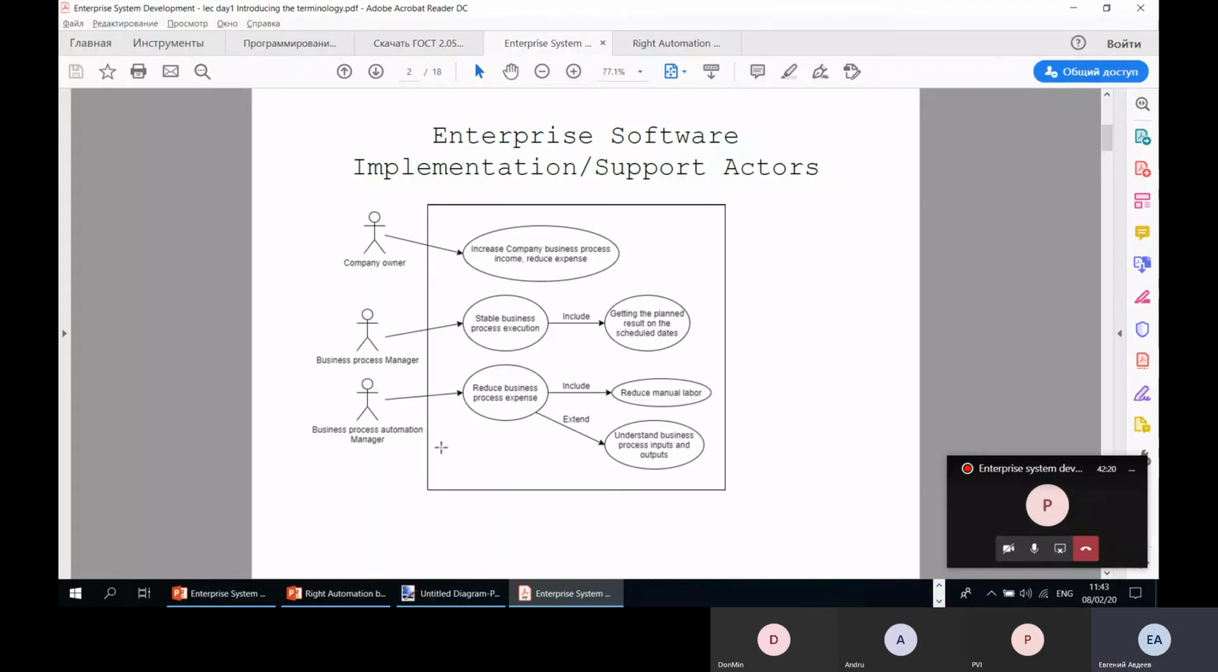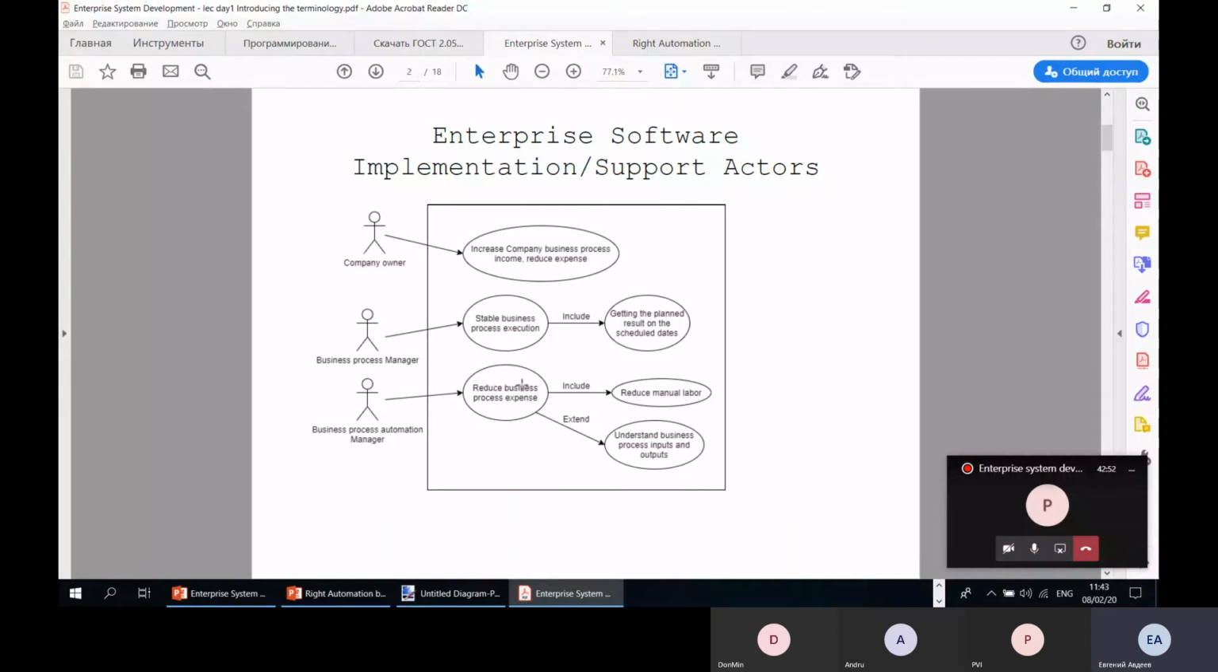some providers of this software are not interested, or not interested too much, in company expenses reduction. They are more interested in selling lots of their software. So this is a kind of different goals of the company.